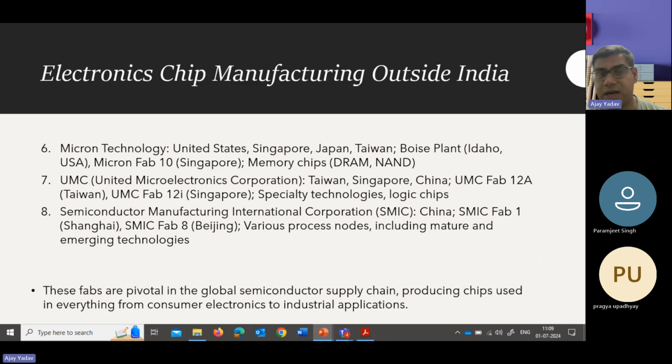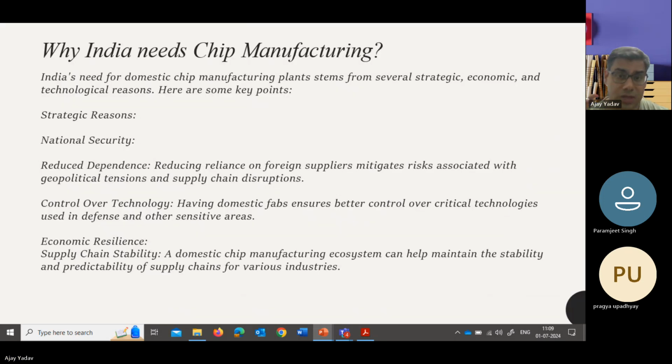So what I want to say is that if you see all these things, India is nowhere in the top chip manufacturing fabrication facilities. You can search by yourself. Till now, India is nowhere. So the question which comes to our mind is, why does India need chip manufacturing?